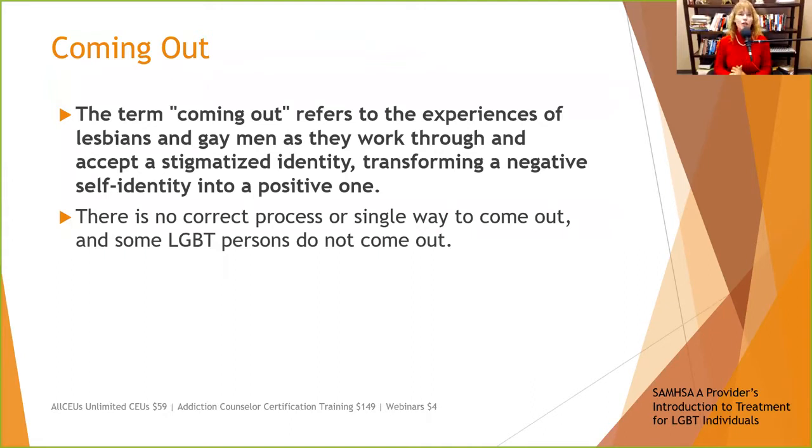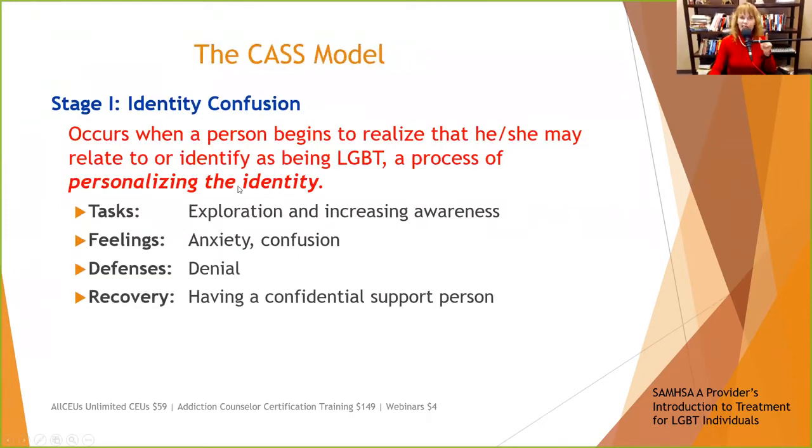So when you're working with somebody who identifies as LGBTQI2K, we want to make sure that we recognize how much they're willing and comfortable coming out, or how much they're planning on coming out. But regardless, we want them to transform their identity into a positive one, even if they don't come out. How can you feel the way you feel and be who you are if you're not going to come out? How can I help you be happy and healthy and all those sorts of things? The SAMHSA Provider's Introduction to Treatment for LGBT Individuals provides a lot more information on this topic. We're going to hit the highlights real quick.